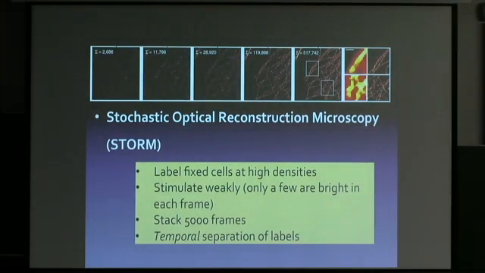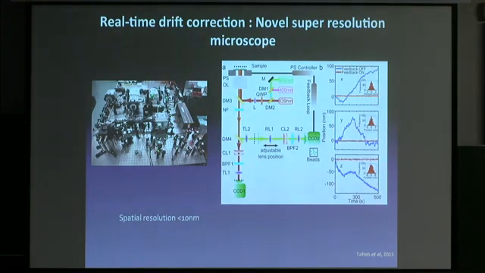What I'm going to talk about most today, although there will be some STED imaging at the end, is STORM. So the idea here is not so different from PALM. You have fixed cells at high densities. You stimulate them weakly, so you only get a few bright ones in each frame. You stack 5,000 frames, and you go from just a little constellation of dots after 2,500 frames to, after 500,000 frames, this very nice, precise image. So basically, you're separating the labeling temporally the same as you were in PALM.